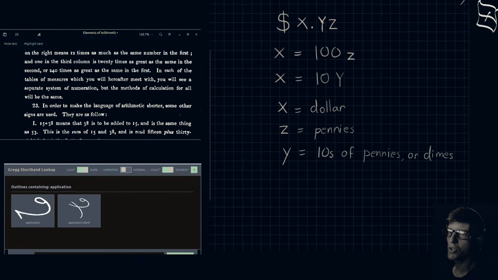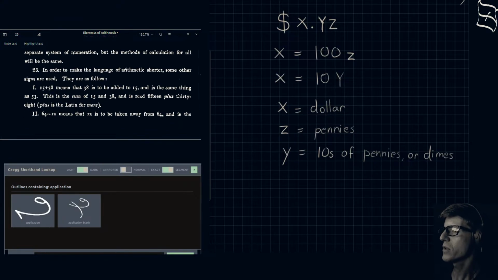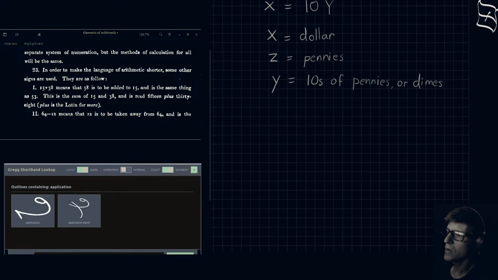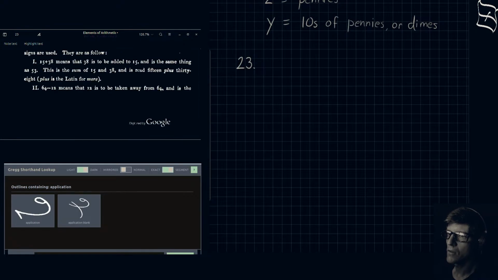So, that's pretty much all that we need to take away from 22. And then in 23, in order to make the language of arithmetic shorter, some other signs are used. They are as follows, okay? So, let's go ahead and start building out our fleeting note for 23. So our takeaway from 23, the first idea is special names for operations.